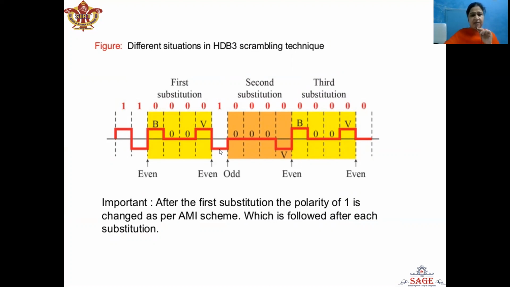Then we have 1, that means the number of ones here is odd, so for substitution we will use the pattern 000V. So the violation bit is negative because the previous non-zero pulse is negative. Then we have no ones here, so 0 ones, which we take as an even number of ones. So the pattern used for substitution is B00V. Here we have the bipolar alternation bit, which is shown as positive because the previous bit is negative. Then the 00V violation bit will be represented by the positive pulse.